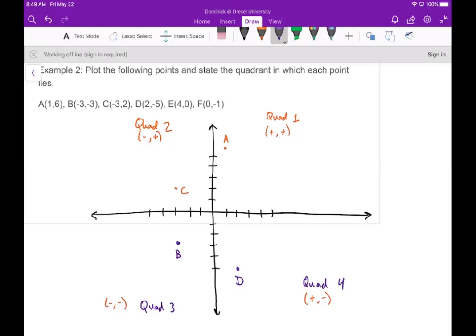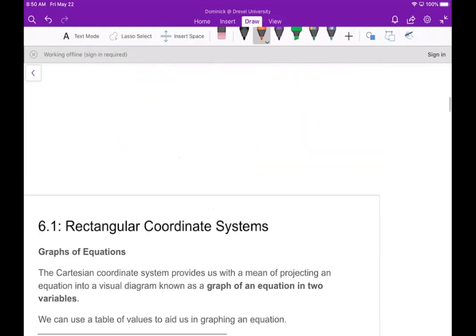All right, and then we have (4, 0), which is just going to be right here. And that's not really in any quadrant, right? We're sort of on the boundary. And then (0, -1) is similar, not really in any quadrant because it's right on the axis. All right, so that's a couple more examples of plotting some points.